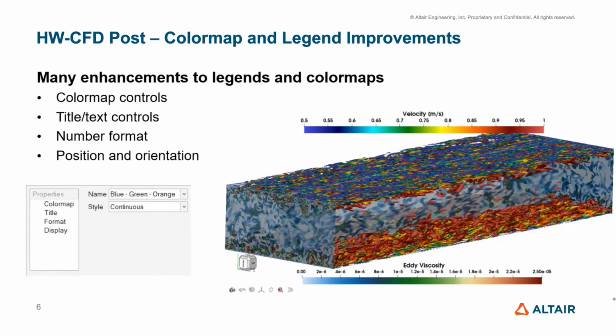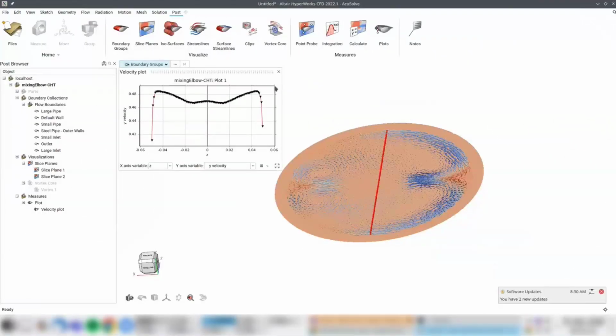In the past, we had some very basic controls for legends and color maps. We've extended them significantly in this release, and we're going to continue to extend them in future releases. With color map controls, you now have control over the title and text of the legends. The names, the labels, and the number format can be controlled, and the position and orientation of the legend has much more control as well. So we'll pop back to the GUI and go through that a little bit.